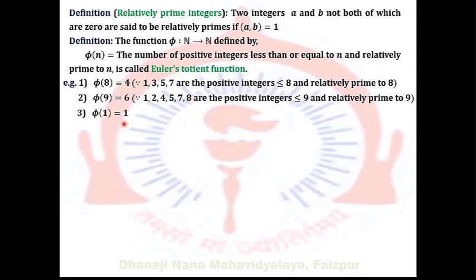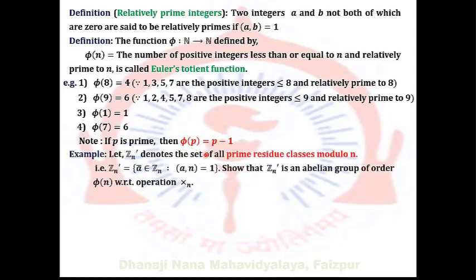Also, phi of 1 is equal to 1 and phi of 7 is equal to 6 because 7 is a prime number. All positive numbers less than 7 have GCD 1 with 7. So in all there are 6 numbers, that is 1, 2, 3, 4, 5, 6. So from that we can say phi of 7 is equal to 6. So note, if p is a prime number, then phi of p is nothing but equal to p minus 1.